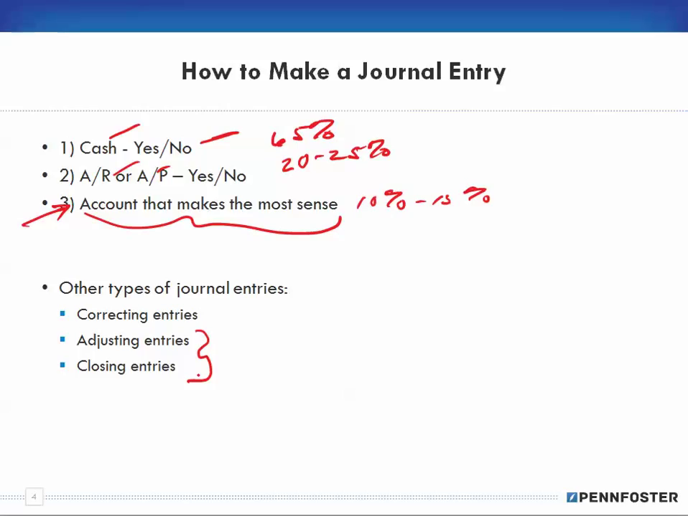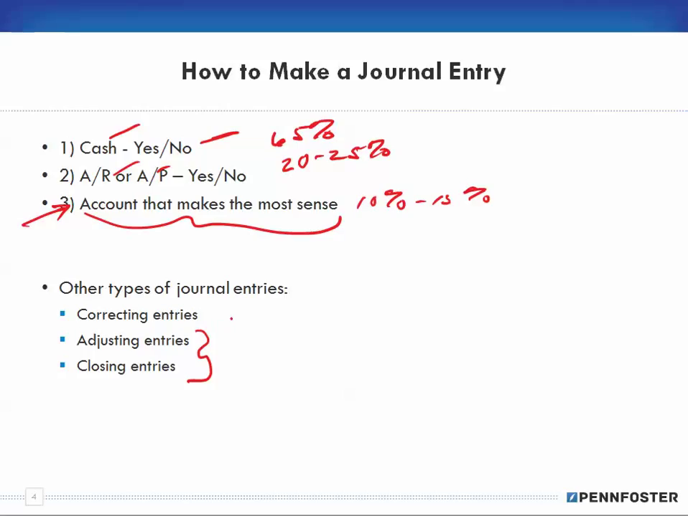Okay, and you'll see that as we go forward. So just realize that when you're making journal entries, am I affecting cash? If it's yes, then I know how to make a journal entry. If it's no, I use accounts receivable or payable. Well, if it's yes, I know how to make the journal entry. If it's no, then I'm going to want to use an account that makes the most sense to start my journal entry and make that.